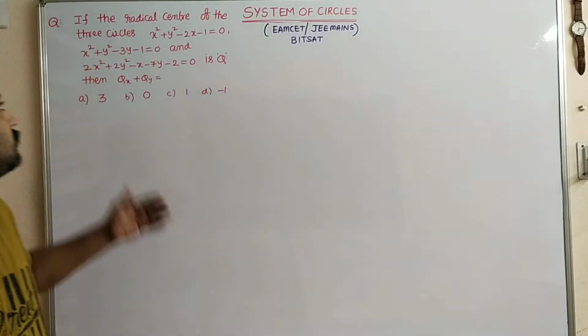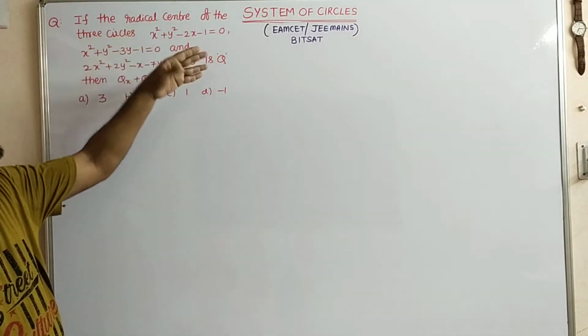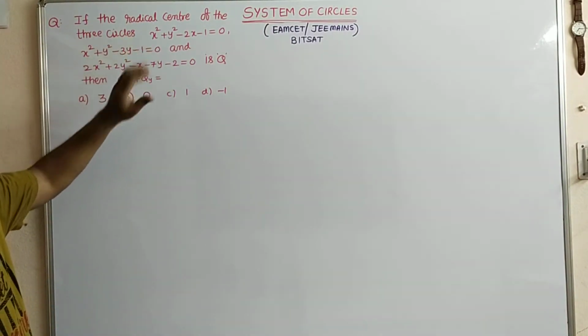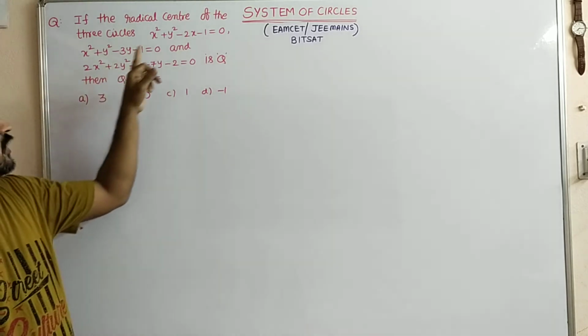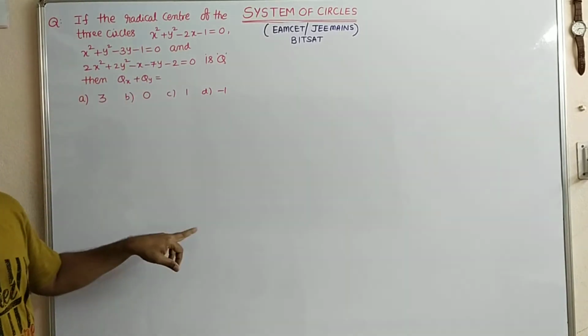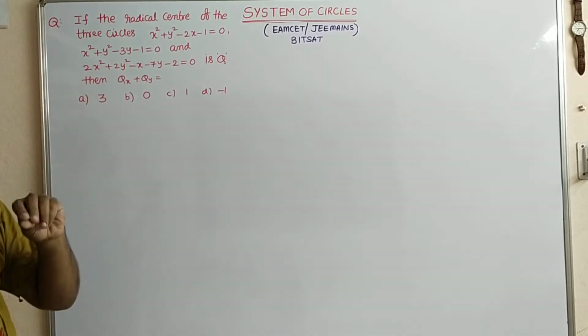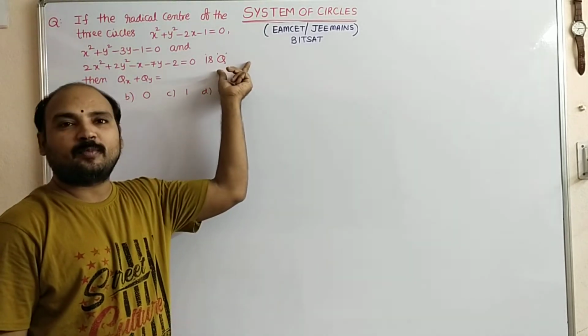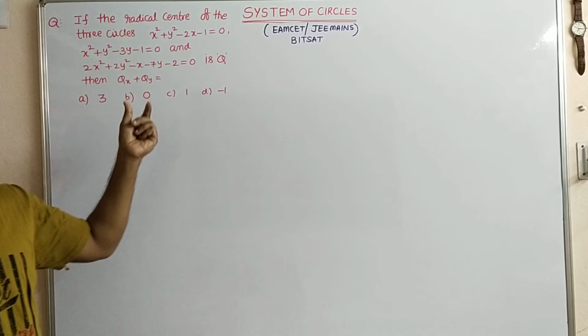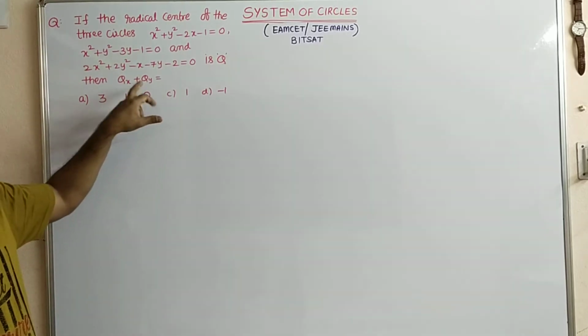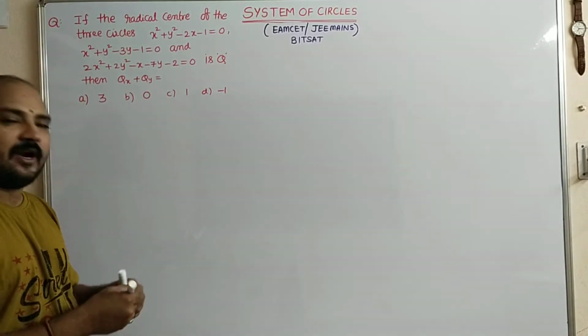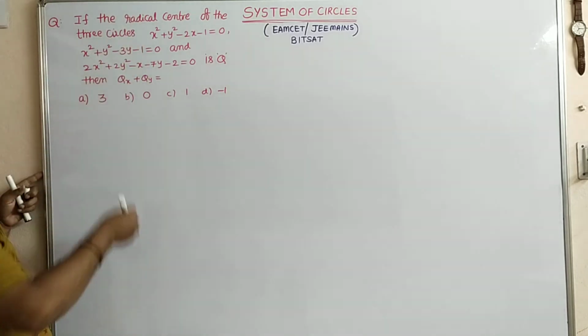The next question. If the radical center of the three circles is Q, then find Qx plus Qy. That means the x coordinate of the point Q and the y coordinate of the point Q, the sum of the two they are asking. So first, the radical axis of the three circles.